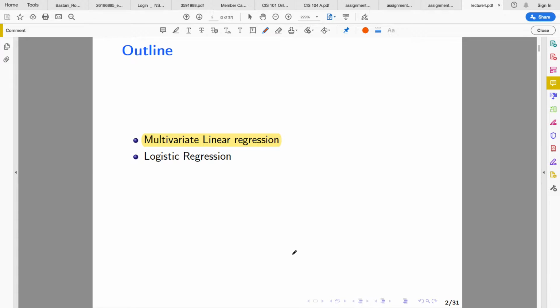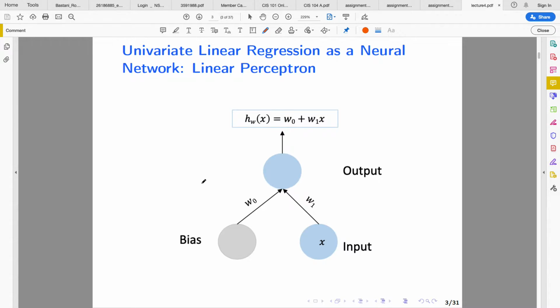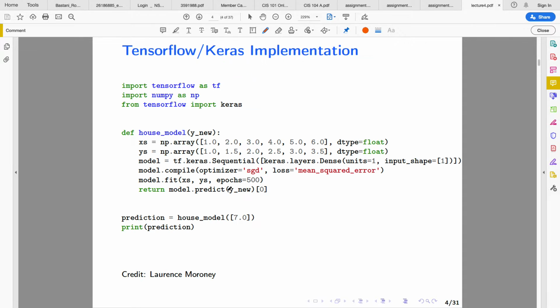The continuation of our deep learning tutorial series. Last time, you remember, we learned how to upgrade our univariate linear regression problem to a multivariate linear regression. Today we shall be looking at logistic regression, and this is just a recap of our linear regression problem in a neural network.